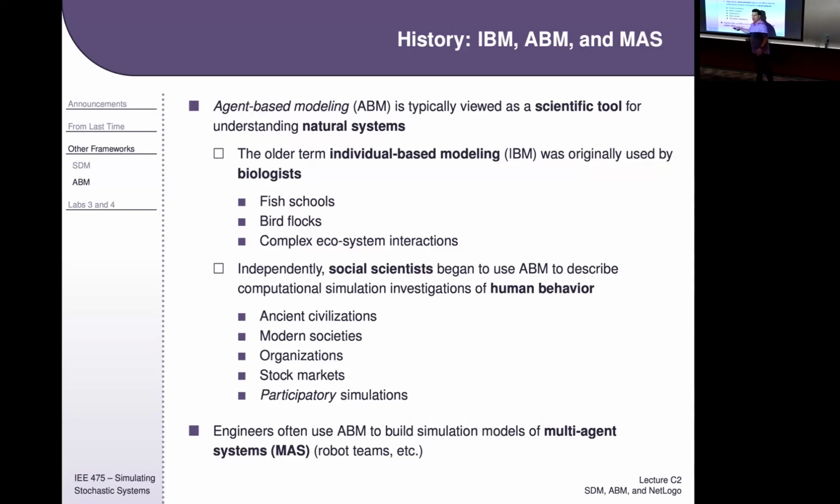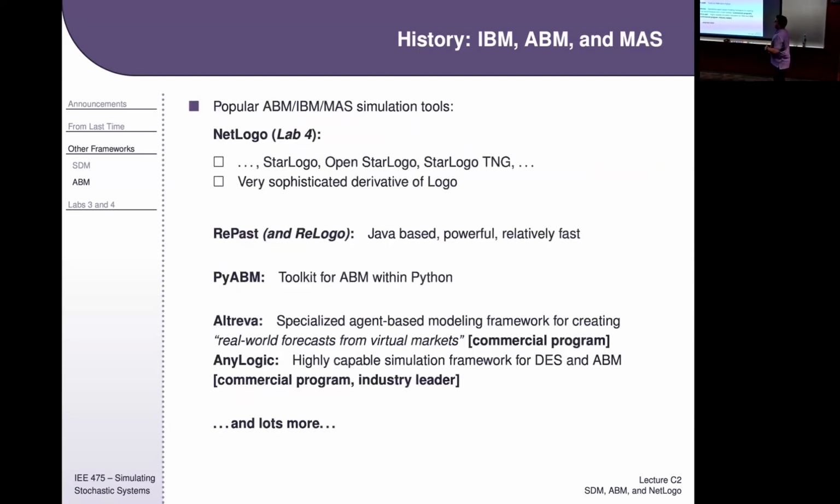So MAS are often design first, test in MAS. ABM is often design later. So you learn from the ABM and then you do your design or your intervention. But again, those are nuanced differences. There are a lot of different platforms for agent-based modeling.